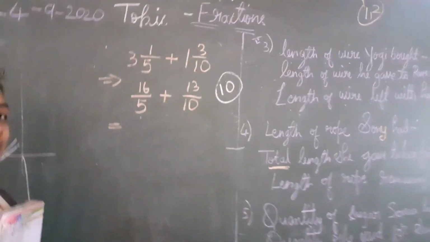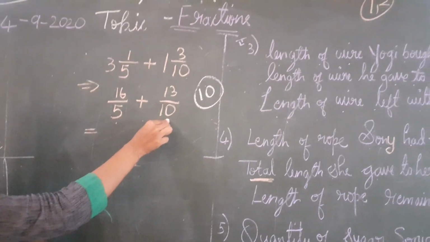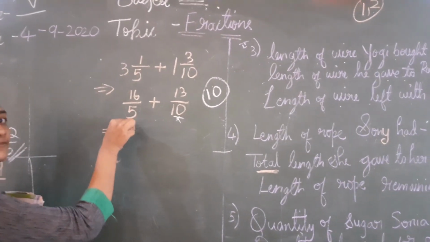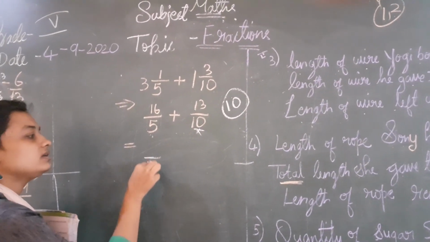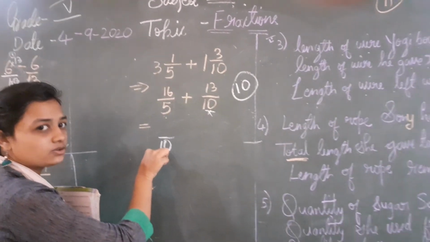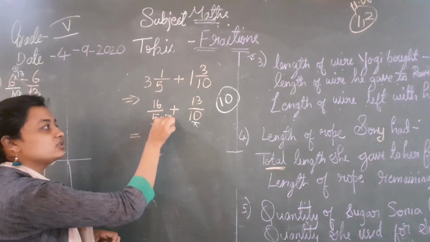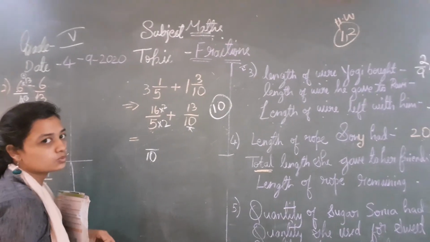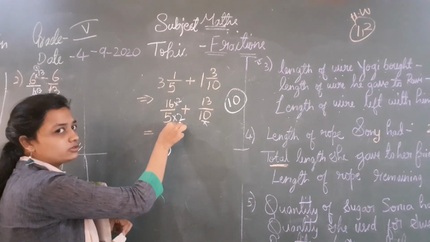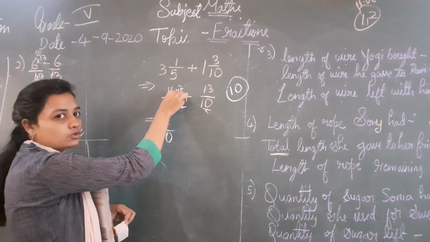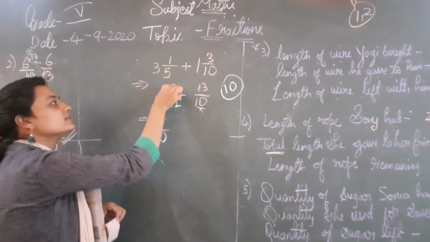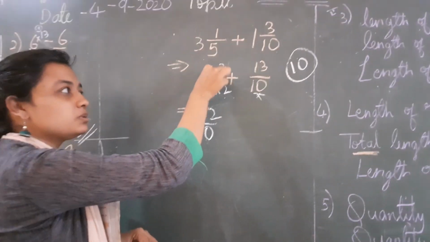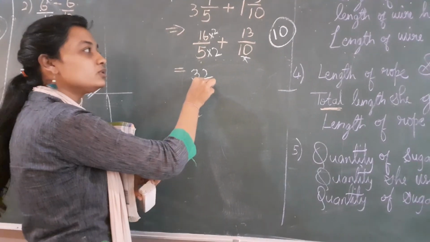So now LCM is 10. You can see the second one has the same denominator, that is 10. So I will not convert this. I will convert only the first fraction. So when I convert to denominator 10, what should I do? I should multiply 5 with 2 to get 10. Now I should multiply 16 also with 2, because I multiplied the denominator with 2. Numerator also I should multiply with 2. So what is 16 into 2? 6 2s are 12. So if I multiply 16 into 2, I get 32.